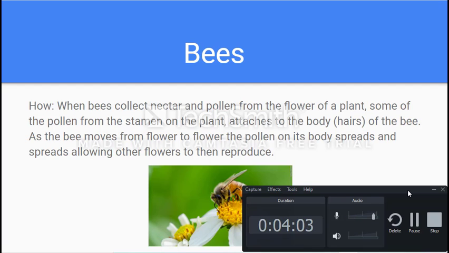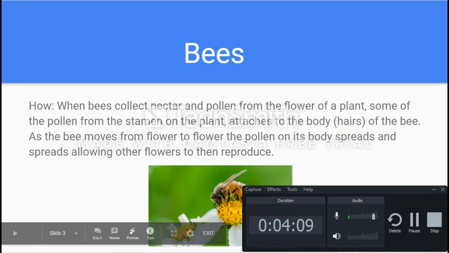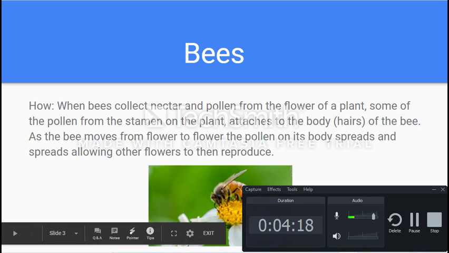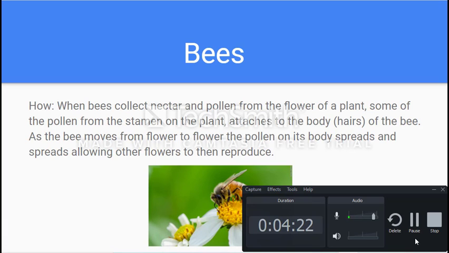Well, we're going to answer how do bees pollinate? When bees collect nectar and pollen from a flower or a plant, some of the pollen from the stamen of the plant attaches to the hairs or the body of the bee. As the bee moves from flower to flower, the pollen on its body spreads, allowing other flowers to then reproduce.